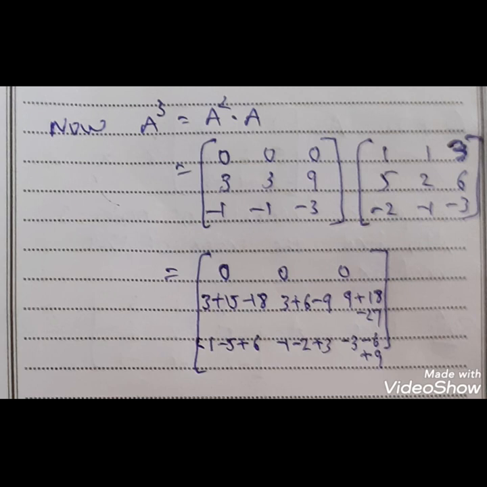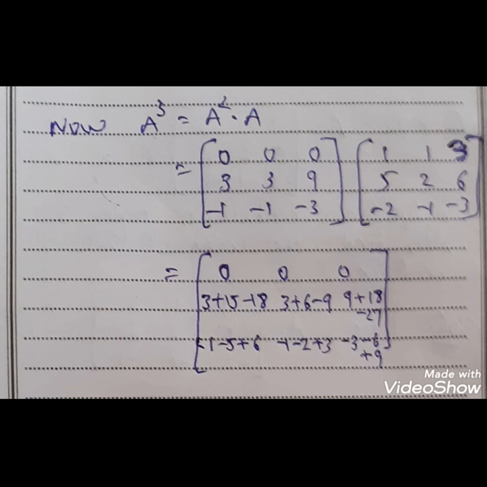Now we multiply the second row with the third column, to get the third element of the second row. Here 3 multiplied with 3 is 9, 3 multiplied with 6 is 18, and 9 multiplied with minus 3 is minus 27. So 9 plus 18 is 27, 27 minus 27 is 0, meaning all the entries of the second row are 0. Now we multiply the third row with the first column: minus 1 into 1 is minus 1, minus 1 into 5 is minus 5, and minus 3 into minus 2 is plus 6. So minus 1 minus 5 minus 6 plus 6 equals 0. So the first element of the third row is 0.